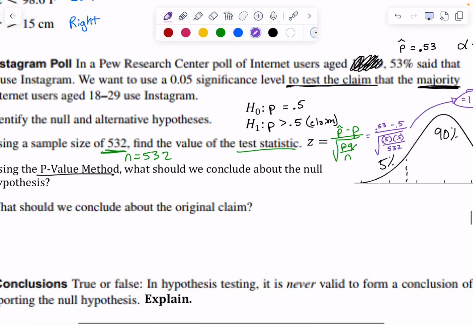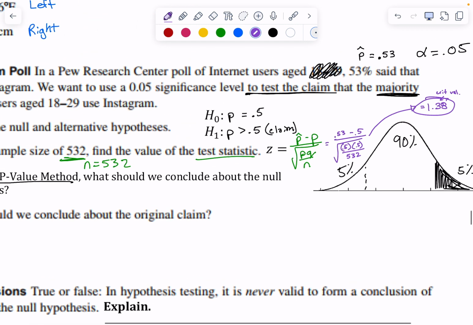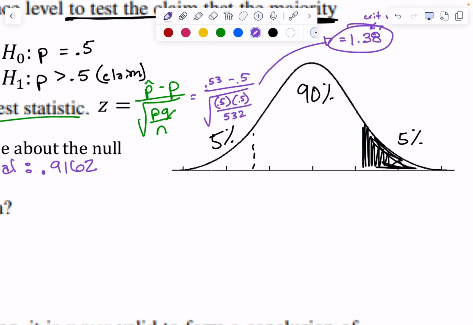1.38. But in part C, it says use the p-value method. So I want to take my z, which is 1.38, and I want to convert it to a p-value. How do I do that? You look it up in the chart. So like 1.3 and then go over to 0.08, right? 1.38. And you go down and it is what? 0.9162. I just checked it, so. All right, 0.9162 or 91.62%.